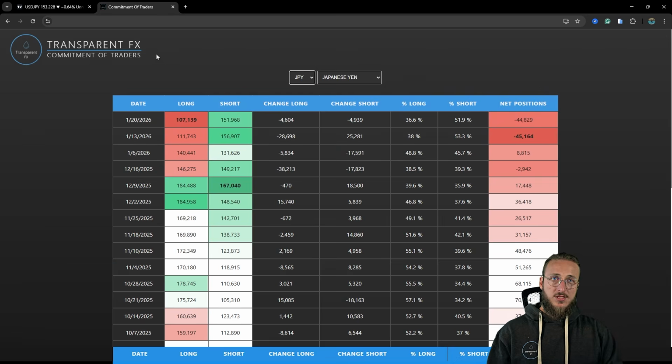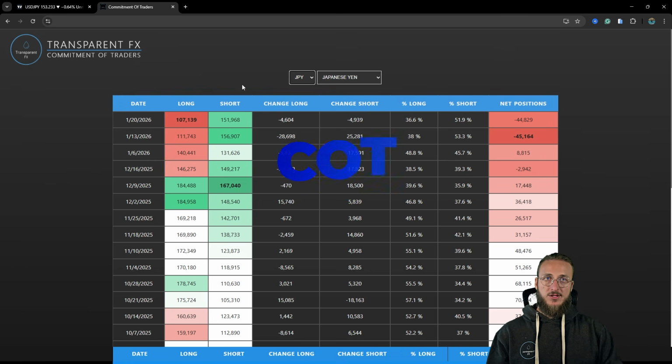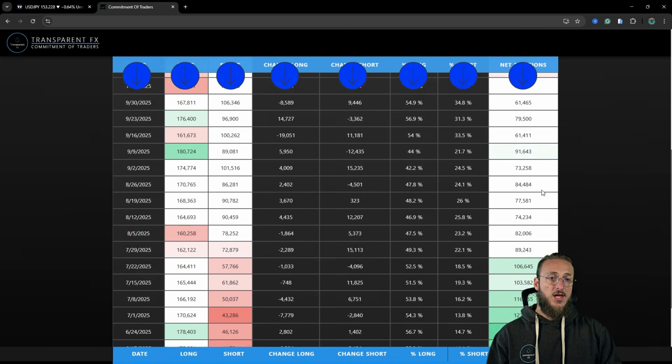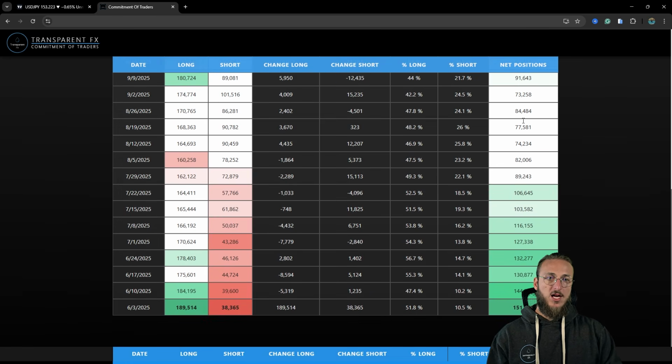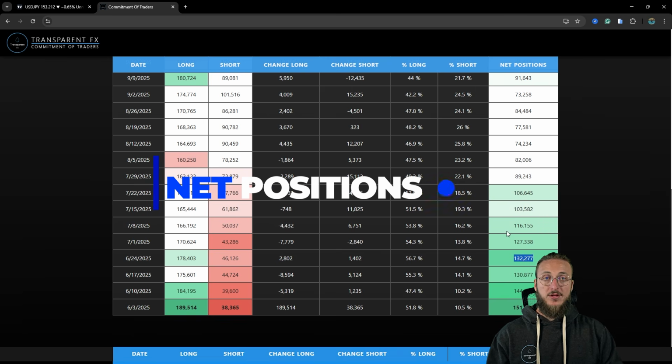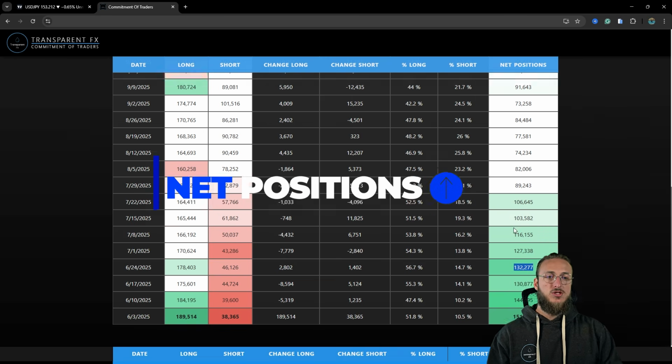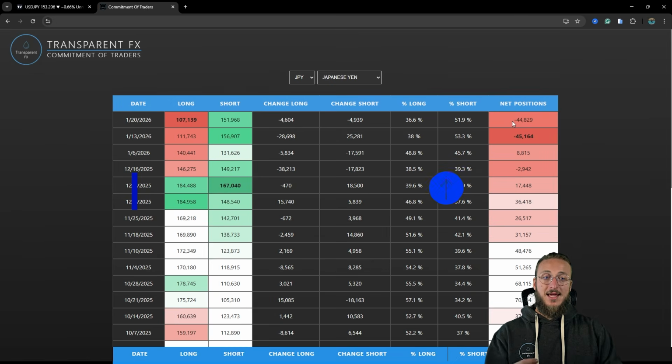So let's go and see, in fact, what is going on when it comes to the commitment of traders, so what the big players in the market are doing on the JPY. And what we can notice is that in fact, institutions have been shorting the JPY, which means longing USDJPY. In fact, if we look at the long term, we can see how we had a very high net positioning, around 100+ K net positions. Now we're sitting with a negative net positioning.